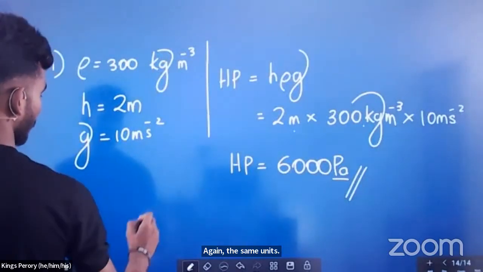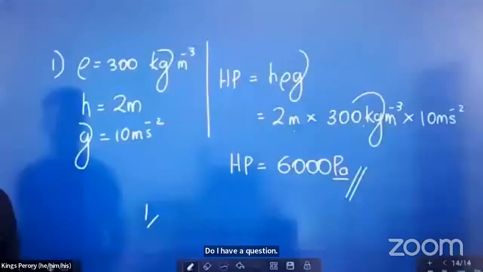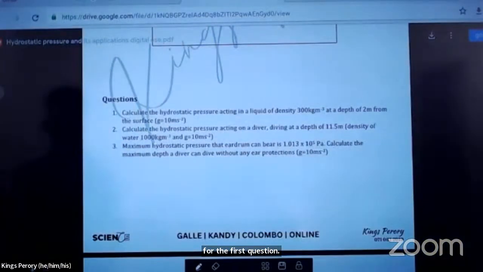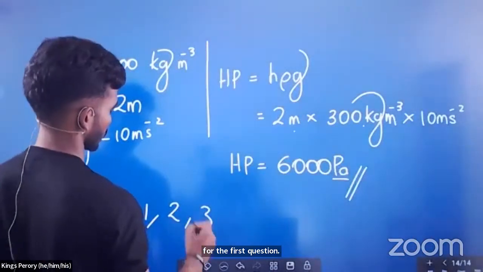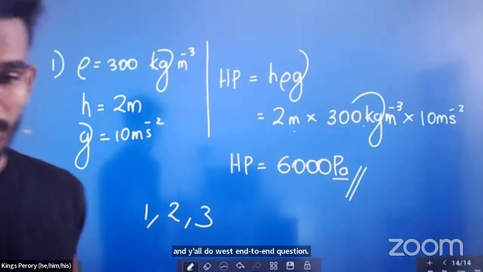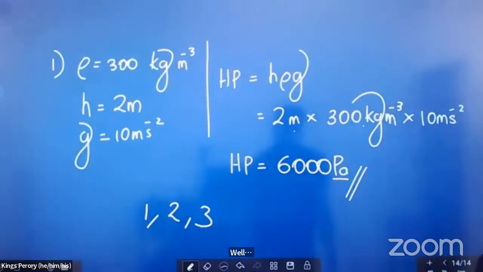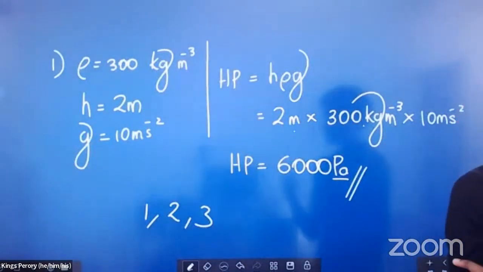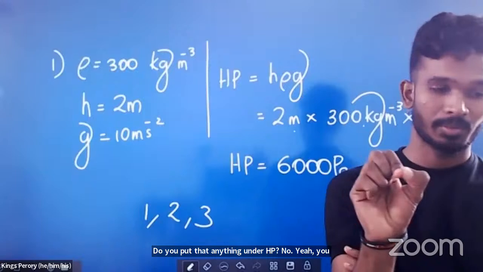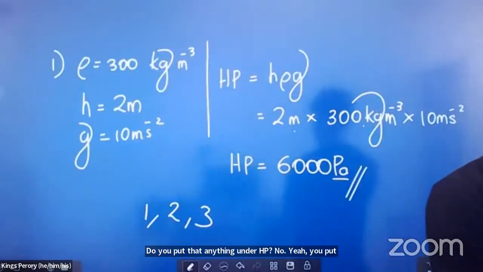And you all do question 2 and question 3. Do we put that A thing under HP? No. There I put A because I took point A. Here point A is not given, but you can just use HP.